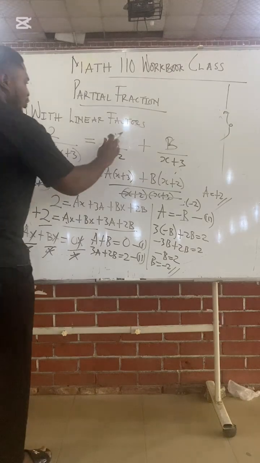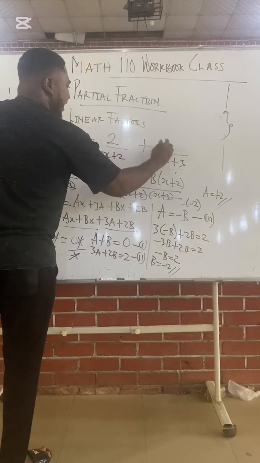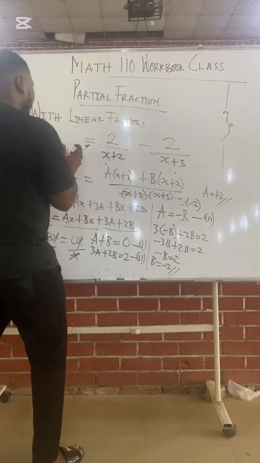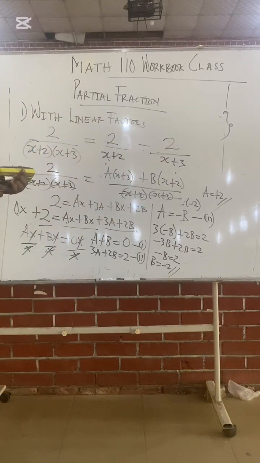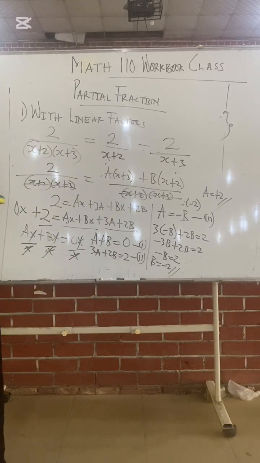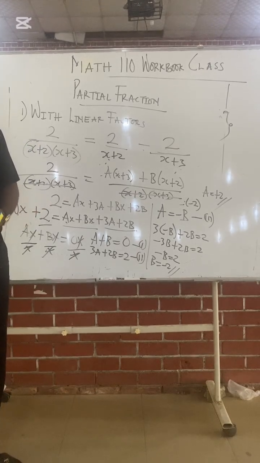So a is 2. Coming back to the partial fraction, a is what? And b is minus 2. Plus and minus, therefore it is minus. So class, these two partial fractions can make up this fraction. We have been able to decompose this fraction into two partial fractions.